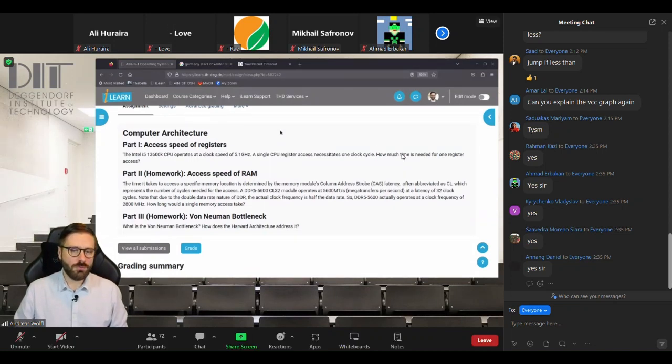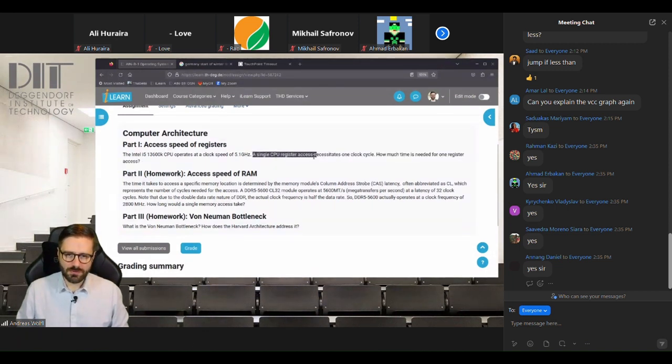13,600K, which operates at the clock speed of 5.1 gigahertz. And in modern CPUs, you require one CPU clock cycle in order to access a CPU register. So one CPU register access, one clock cycle.